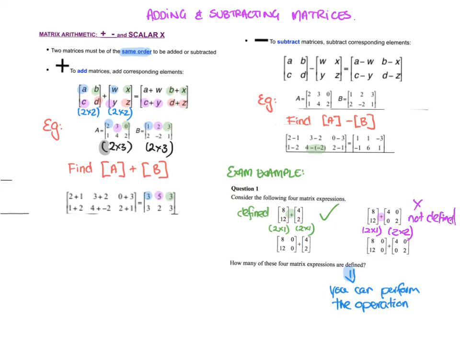So therefore, if you look, the only other one that you can do is here because it's a 2 by 2 and a 2 by 2. So how many of these can you do? 2. And there's your answer there.